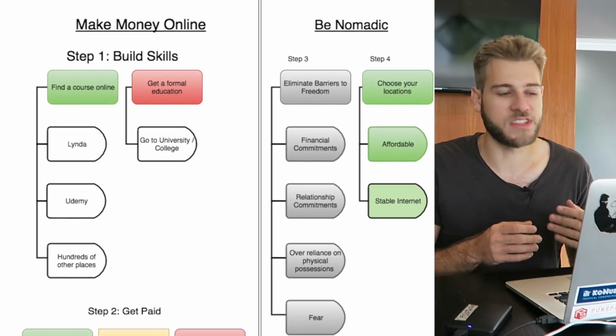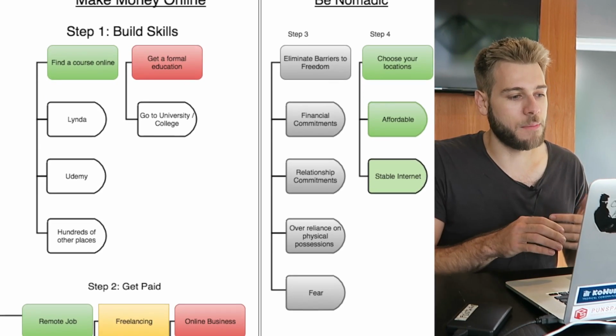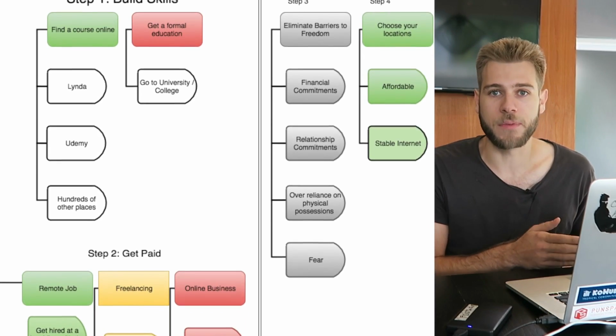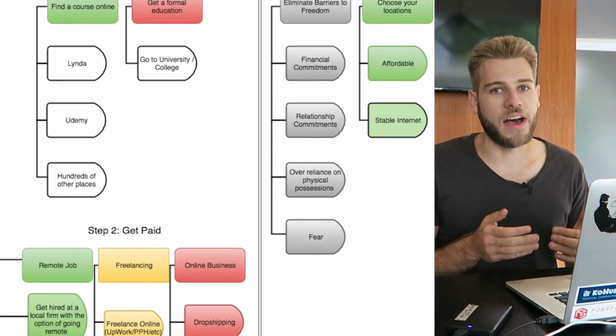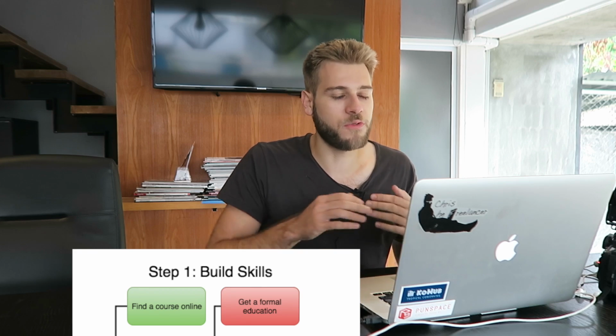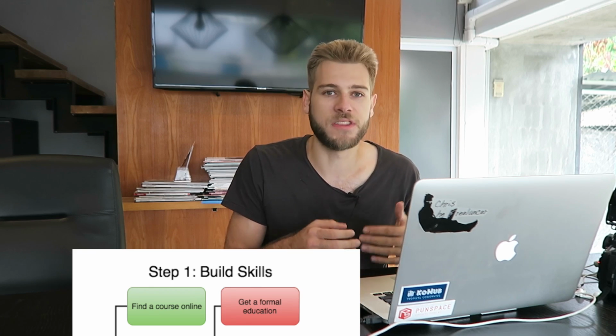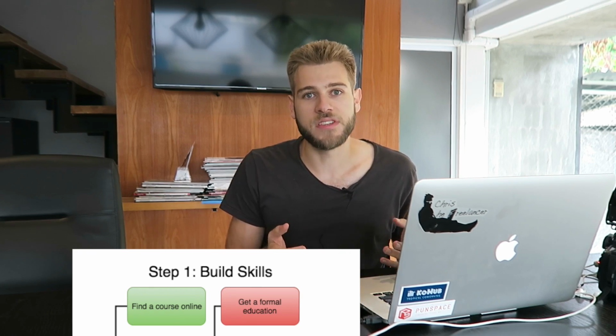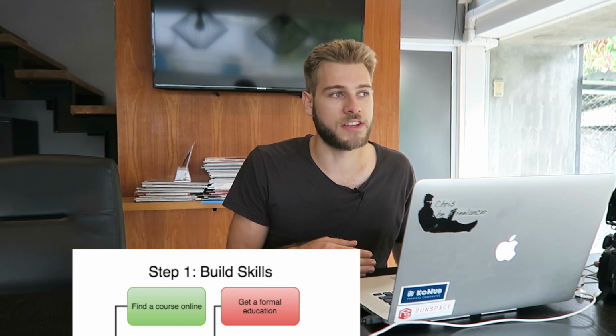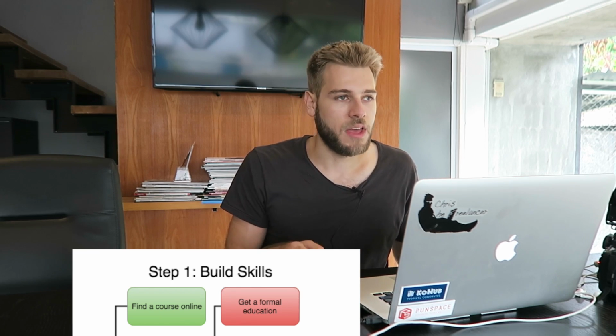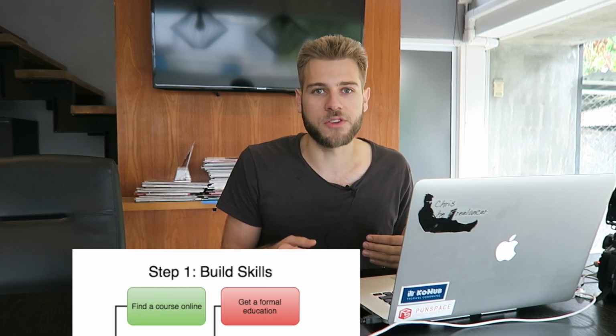So that actually goes quite well into the 4 steps. If we take a look at the diagram, I've broken it up into 2 sections. The digital part, make money online, and the second part is the nomadic part. So the first step to being a digital nomad is you're going to need some sort of skills. You might have these skills already, but you might be starting from scratch. Either way is fine, but there's 2 ways you can go about this.